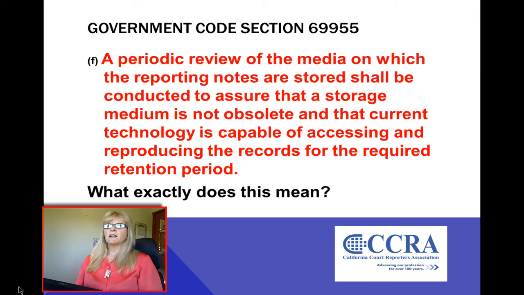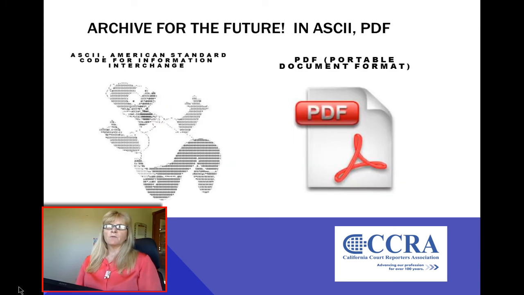Additionally, 69955(f) requires a periodic review to ensure that the notes are stored in a medium that is not obsolete and that current technology is capable of accessing and reproducing the records for the required retention period. I think we all agree and understand that technology is changing more rapidly than we can even keep up with, so we have to be prepared for way into the future. So what exactly does this mean?